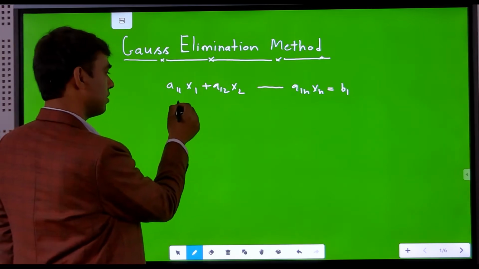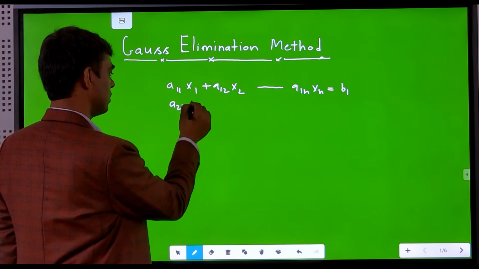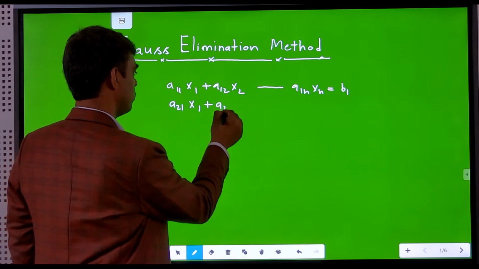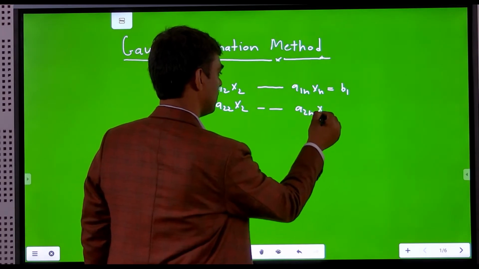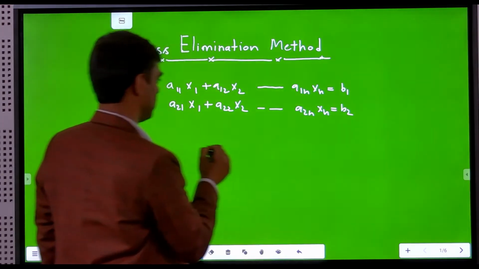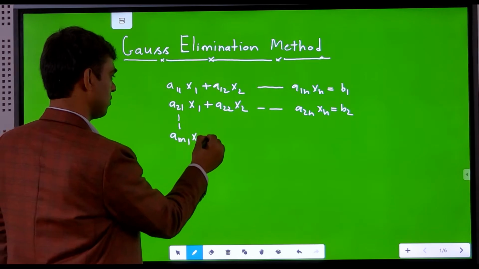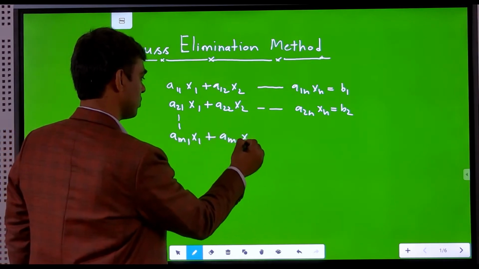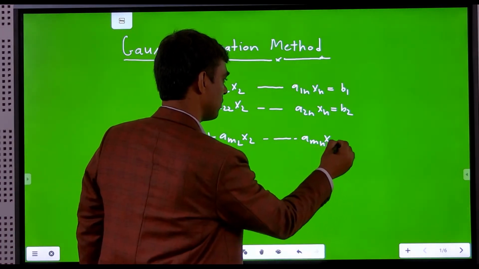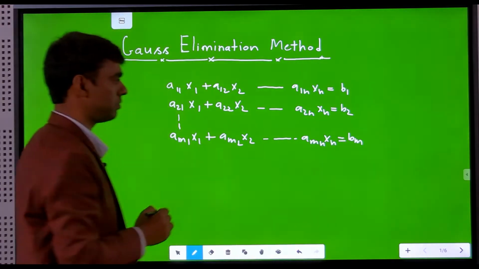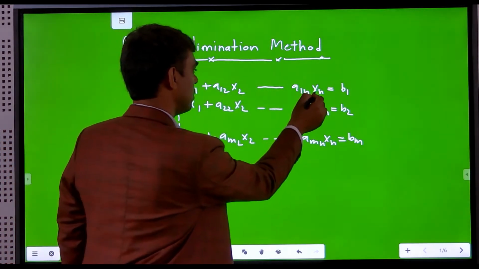The second equation of the system is a21 x1 plus a22 x2 up to a2n xn equal b2. Similarly, in a similar manner, am1 x1 plus am2 x2 up to amn xn equal bm. How many unknowns are in this system? There are n unknowns x1, x2, x3 up to xn.